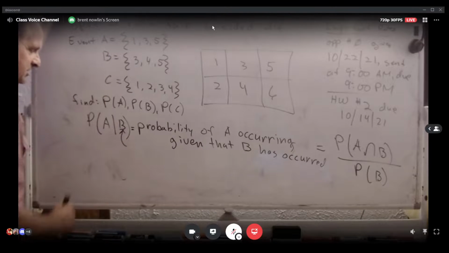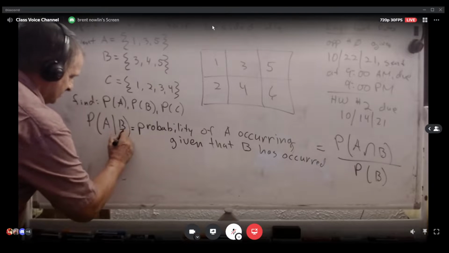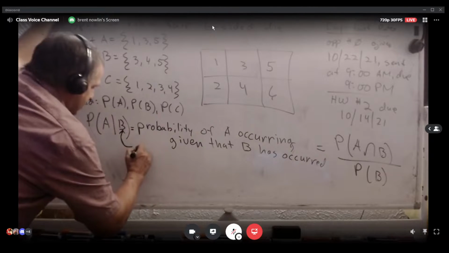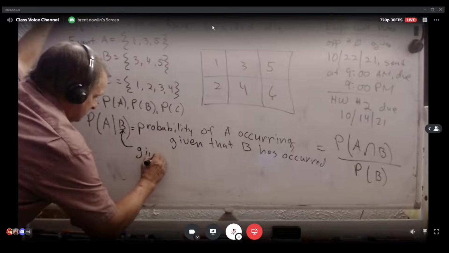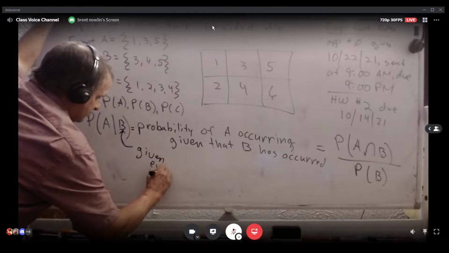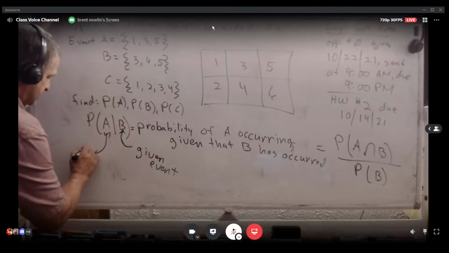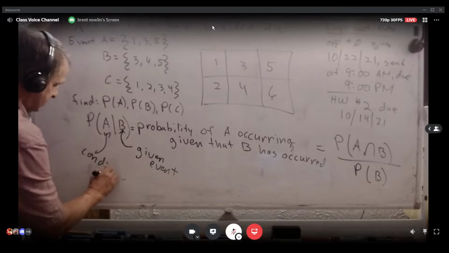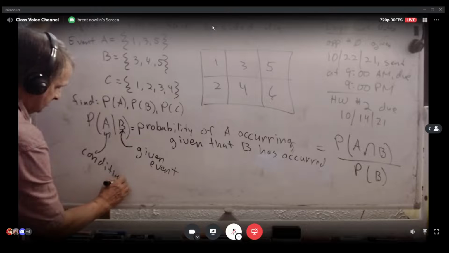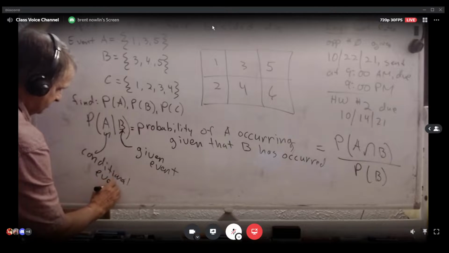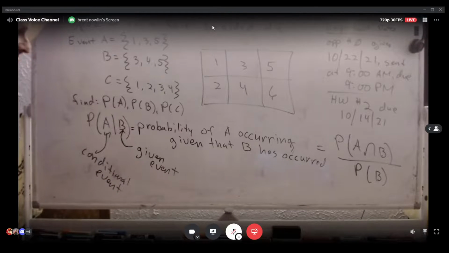So in our notation, gentlemen, B is the given event, right? Yes. A is the conditional event. Does everybody see that? Does anyone not see that?